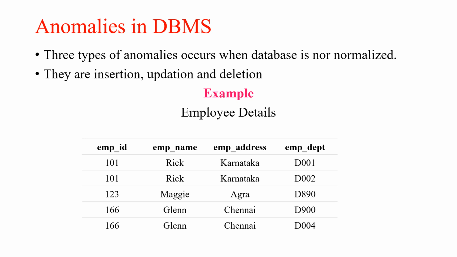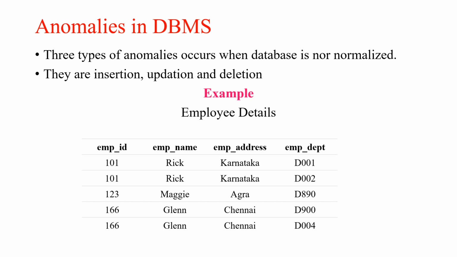Before we see the normal forms, first let us discuss the anomalies in the database. There are three types of anomalies that occur when the database is not normalized. They are insertion, update and deletion anomalies. Now let us take an example. A company stores the employee details in a table named employee table. It has four attributes: employee ID, employee name, employee address and employee department.